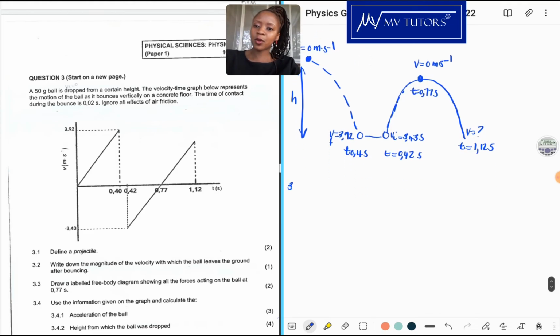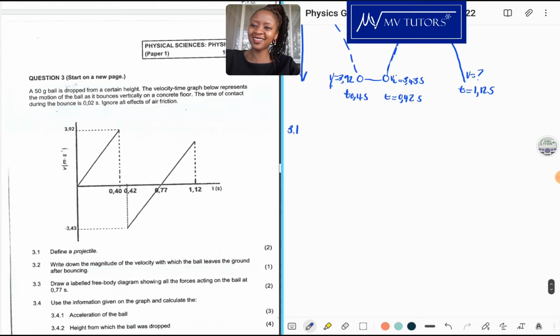Now, 3.1, define a projectile. Yeah, guys, this is part of theory. So basically a projectile is an object that only has gravity acting on it. Okay, I'm not going to write that down. Let's move on to the calcs.